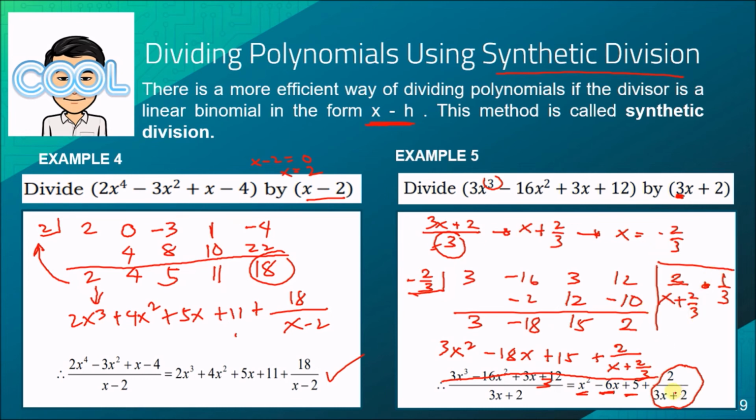Kaya kung i-multiply mo yan ng 1/3, 2 times 1, okay? 2 times 1 is 2. X times 3 is 3x. 2/3 times 3 is 2. So that is the reason why our final answer is x squared minus 6x plus 5 plus 2 all over 3x plus 2. Ito yung part na medyo hindi masyadong malinaw sa mga estudyante natin, pero I hope nakatulong ito how to return that division of 3 dun sa final quotient natin.